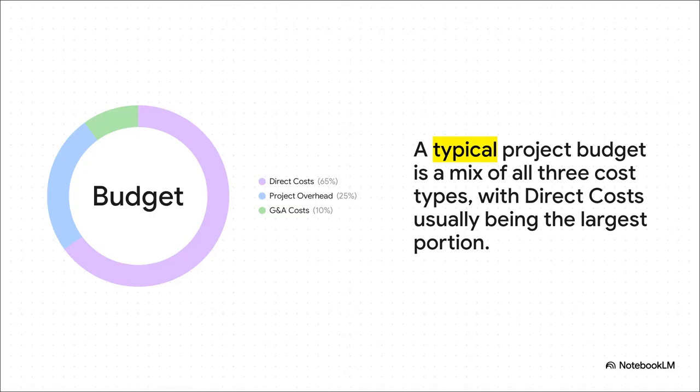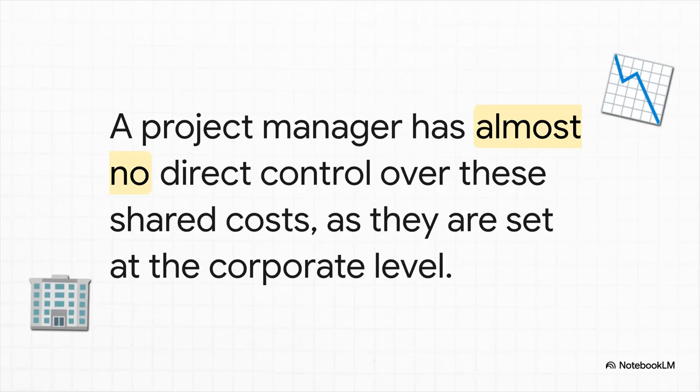And when you put all three of these together, you get your total project budget, which usually looks something like this. The biggest slice of the pie, almost always, is your direct costs. That's the actual work. Then you've got a pretty decent chunk for your project overhead. And finally, there's that smaller slice that has to cover the corporate G&A. And your control over that G&A slice? Yeah, it's pretty much zero. These costs are decided way up at the corporate level. Really, the only influence you have is, again, finishing your project on time or even early, because that's when they stop allocating those shared costs to your budget.